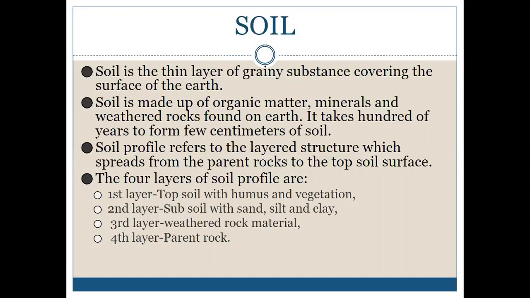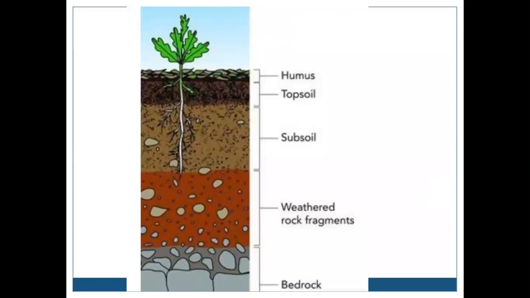Soil profile refers to the layered structure which spreads from the parent rocks to the topsoil surface. The four layers of soil profile are: first layer, topsoil with humus and vegetation; second layer, subsoil with sand, silt and clay; third layer, weathered rock material; and fourth layer, parent rock. Let's look at the diagram.